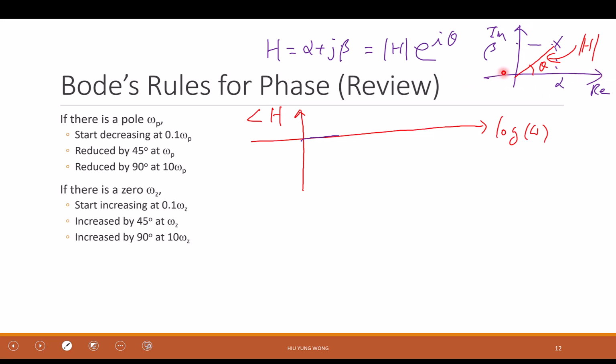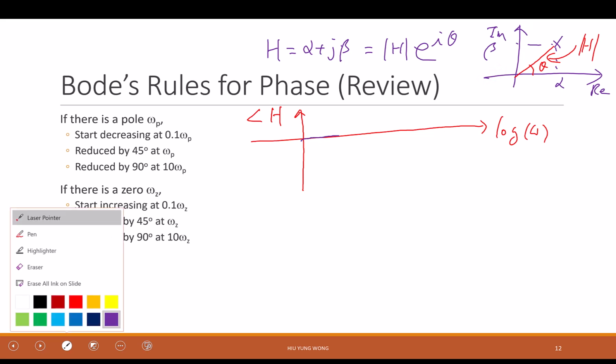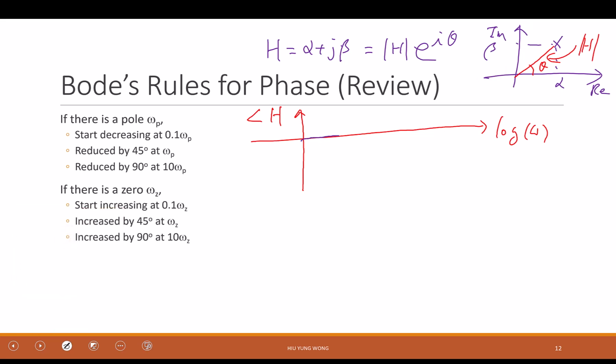For negative, it's 180, right? We need to be clear. Okay. Now, when I first meet my pole, this is my pole P1. How do we draw it?